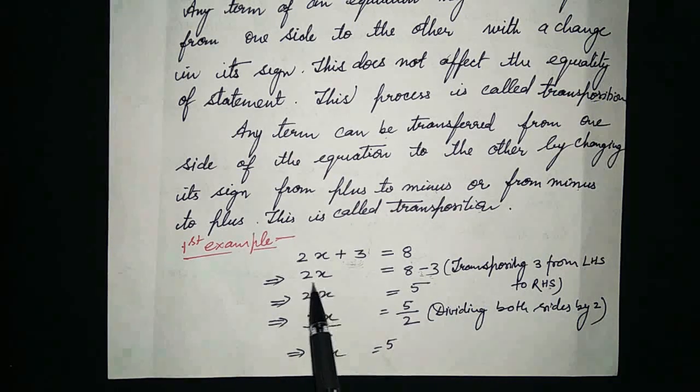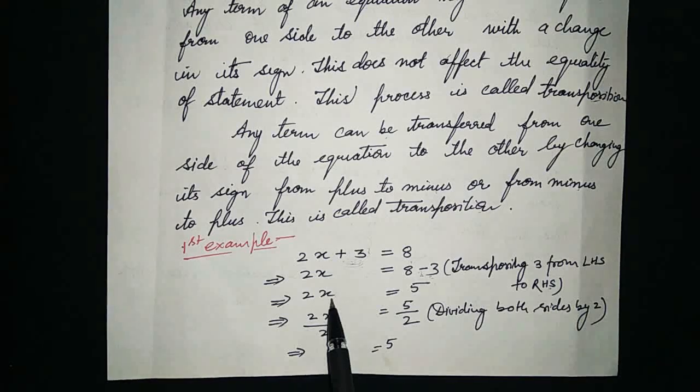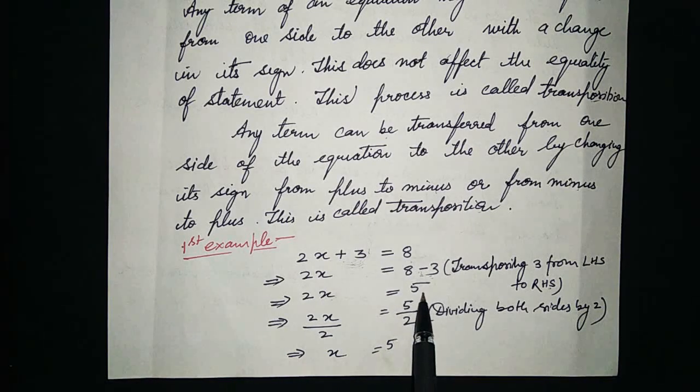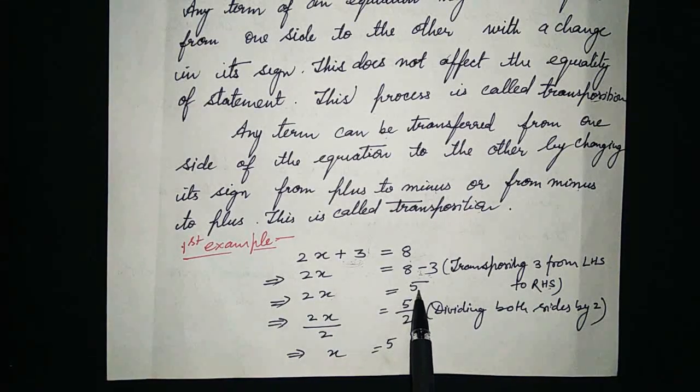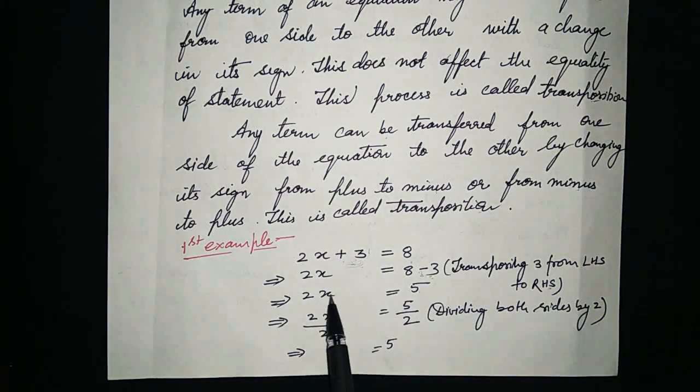So here you can see 2x means what? 2 into x. We want to calculate the value of this variable x only. So what we have to do with this 2? We have to eliminate it. So for that we will divide both the sides by 2. You will not divide only one side. You will divide both the sides.